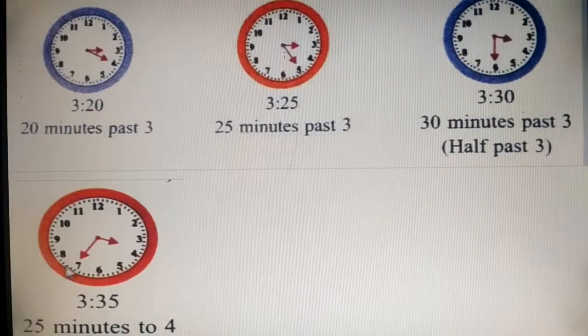In the next one, the minute hand is at 7. The hour hand is in between 3 and 4. Crossed 3 but near to reach 4. 7 5s are 35. Means from 12 to 7, the minute hand has covered 35 minutes. So the time is 3:35 or 25 minutes to 4. Children, here you will get confused that till now we were doing minutes past, but here the time is 25 minutes to 4, but there is no difference, both are correct.